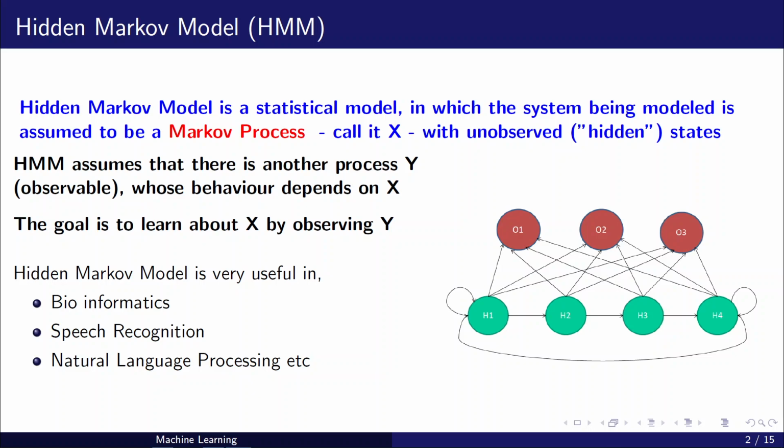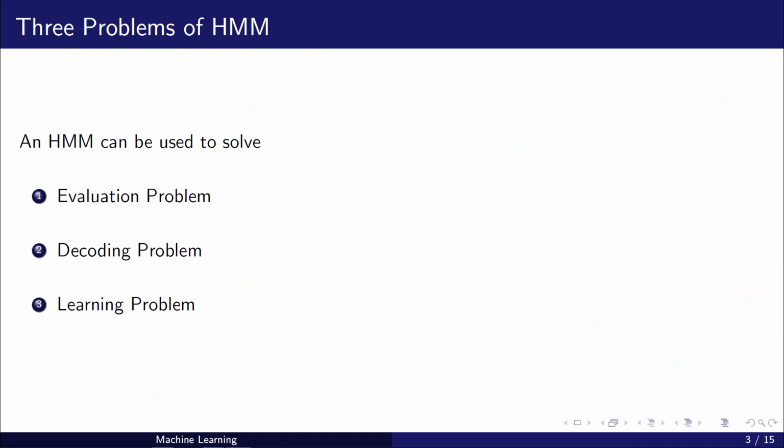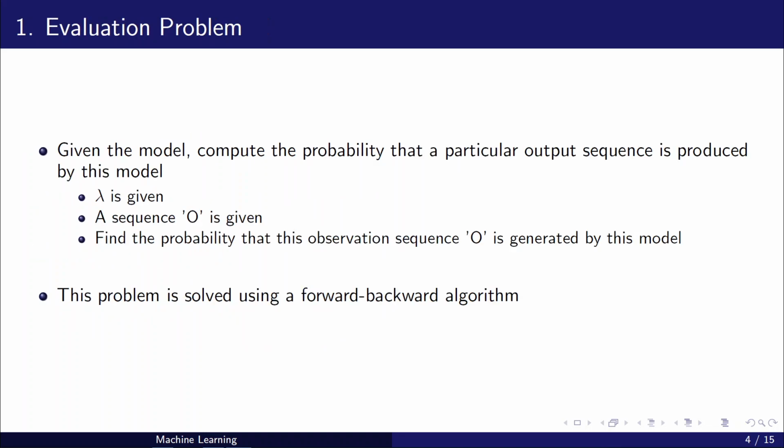Hidden Markov model is very useful in the case of time dependent data or time series data. It can be used in many fields like bioinformatics, speech recognition, natural language processing, etc. By using an HMM, we can solve three problems: evaluation problem, decoding problem, and learning problem. In the evaluation and decoding problems, a model and an observation sequence will be given. Whereas in the learning problem, you will be given only the observation sequence.